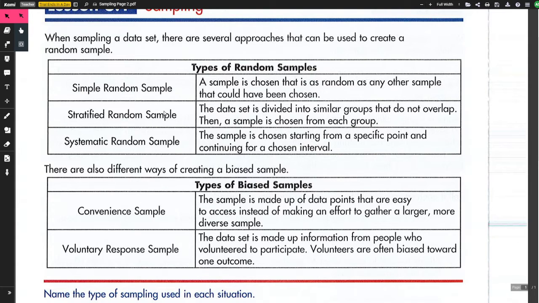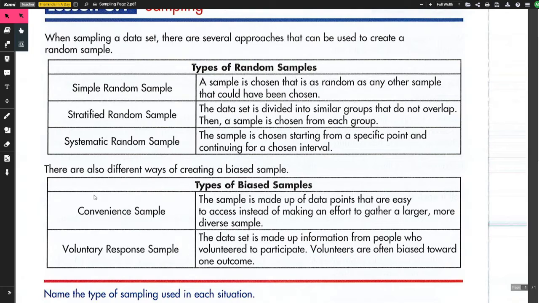What this means is I'm going to call on the 3rd person on my list, and then I'm going to call the next 3rd person, the next 3rd person. It's just every 3rd person I'll call. That is systematic random.